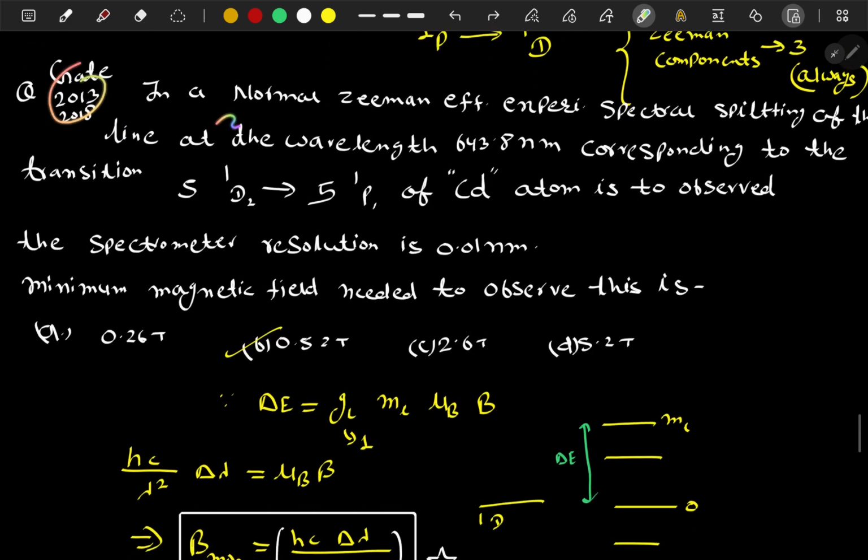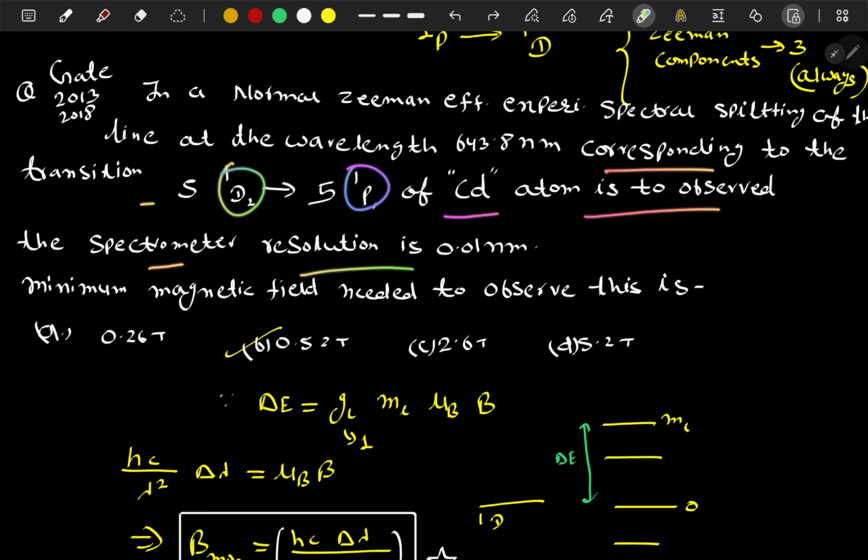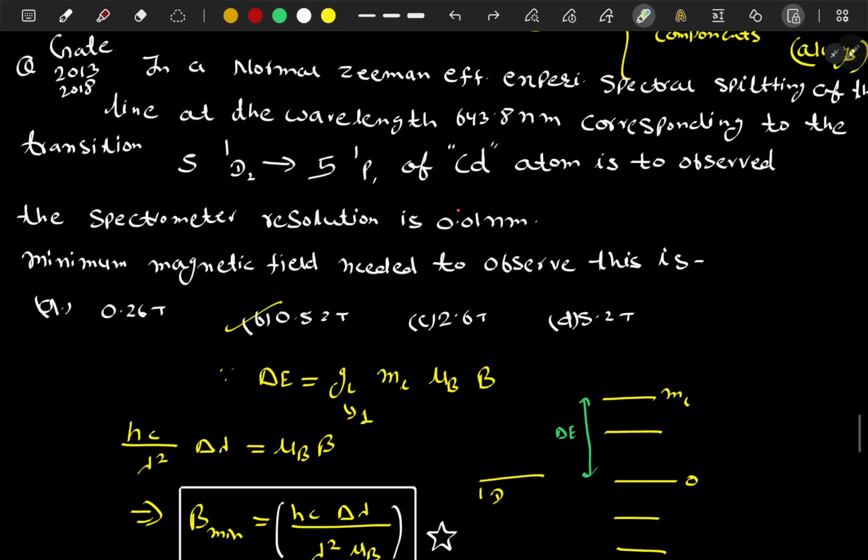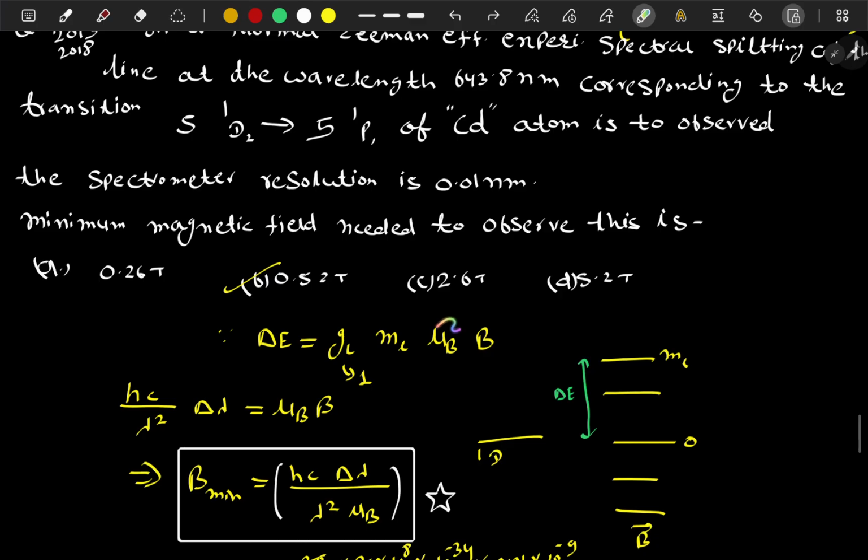Now a 2018 question. In a normal Zeeman effect experiment, the spectral splitting of the line at wavelength 643.8 nanometer, corresponding to the transition 1D2 to 1P1 of the cadmium atom, is to be observed. The spectrometer resolution is given as 0.01 nanometer, which means Δλ is given to us. The spectral resolution gives the minimum magnetic field. We have to calculate B.